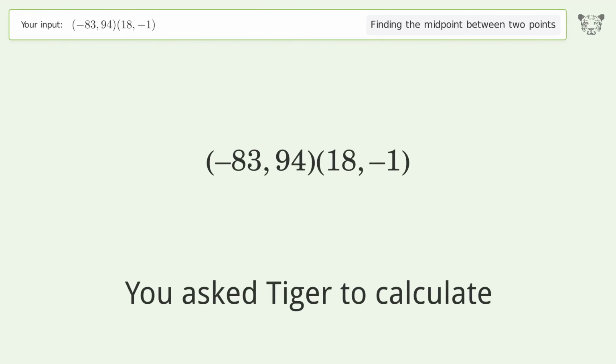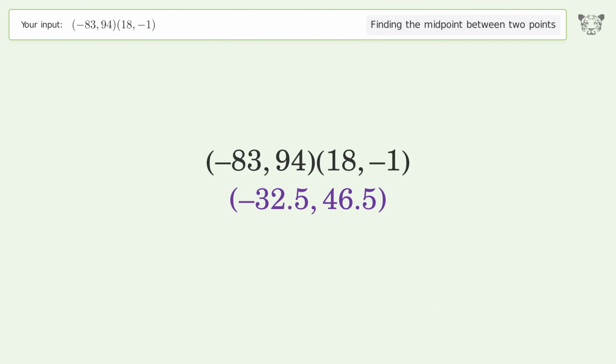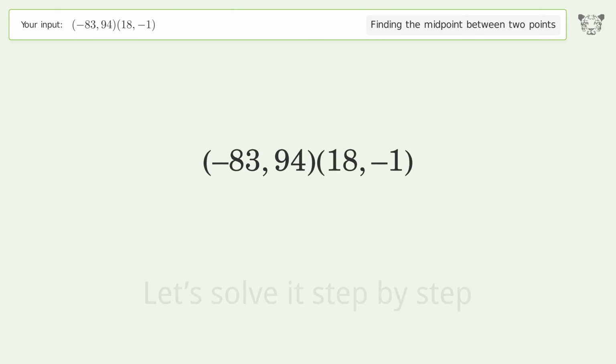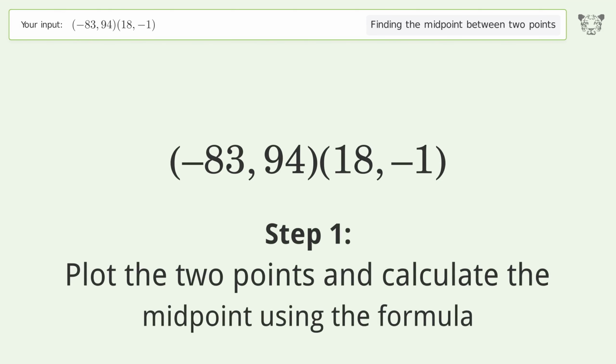You ask Tiger to calculate. This deals with finding the midpoint between 2 points. The midpoint between the 2 points is negative 32.5, 46.5. Let's solve it step by step. Plot the 2 points and calculate the midpoint using the formula.